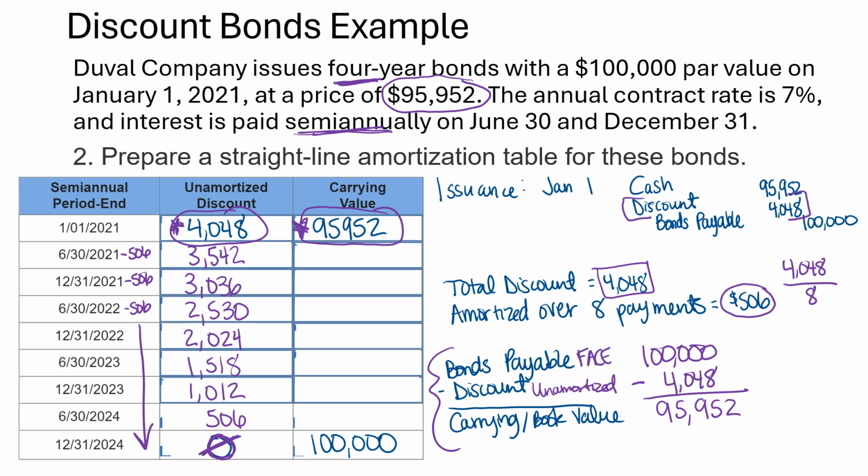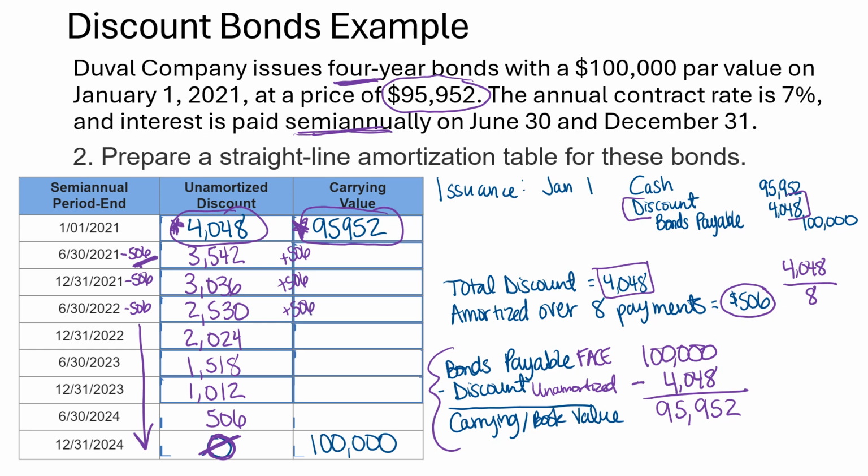So what happens each time that we subtract 506 over here? Where is that 506 going? Part of it, you will see the way that the journal entries work, you will see that while the unamortized discount is decreasing with each journal entry, the carrying value will actually be increasing by that amount. Okay, and I'll show you that another way.